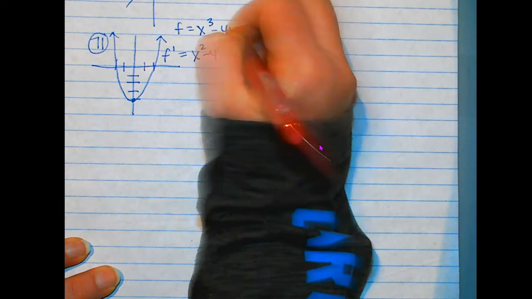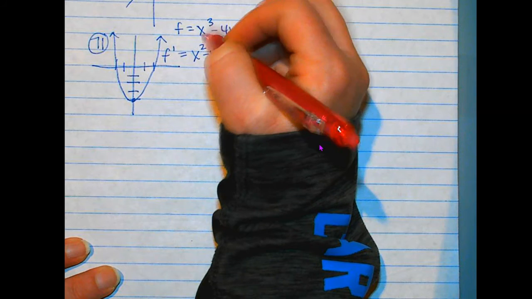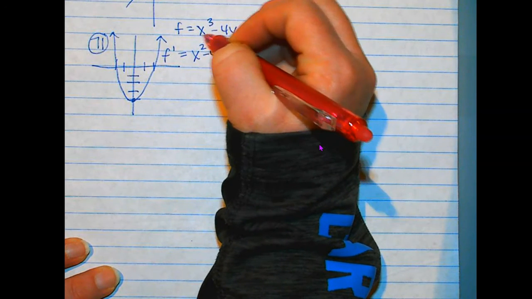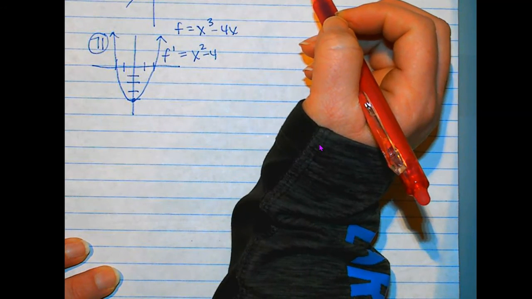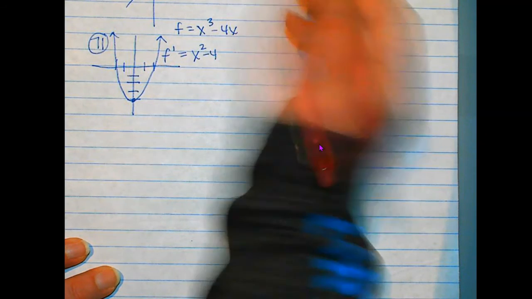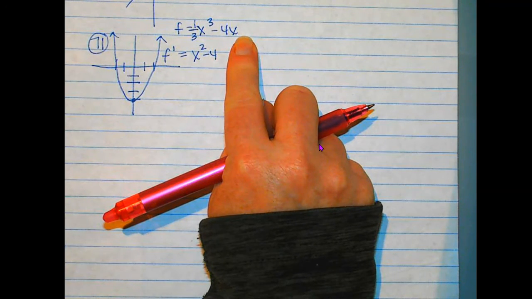Minus 4x. So this one's right. If I take this derivative right now, I don't get x squared. What do I get if I took this derivative right now? 3x squared. So what did this need to be so that I get x squared? 1/3 x cubed. Perfect.